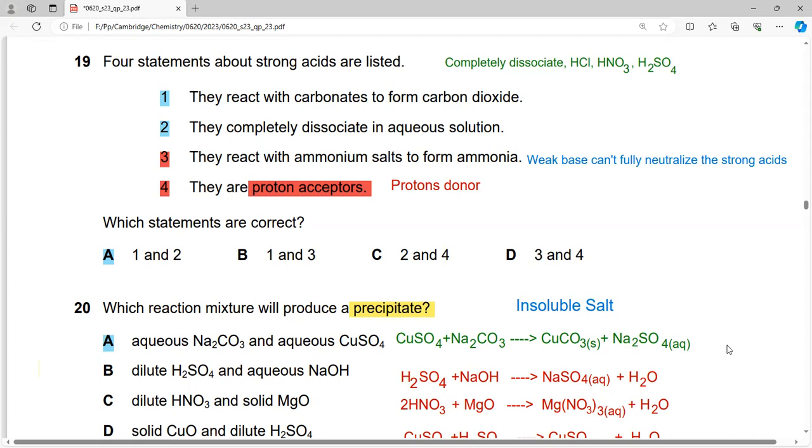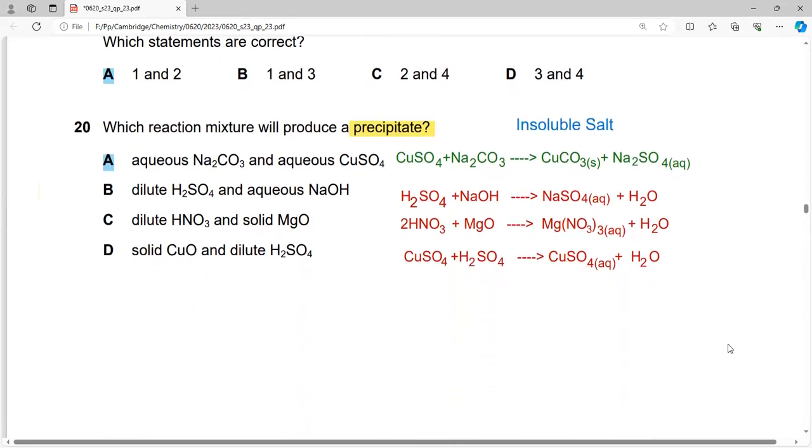Number three, they react with ammonium salt to form ammonium. Now, the ammonium salt is considered a weak base and cannot fully neutralize the strong acid. So when a strong acid reacts with the ammonium salt, the product will be the same, so we consider that they do not react with the ammonium salt. Number four, they are proton acceptors, is a wrong statement. Actually, they are proton donors. So statements number one and two are correct here, and A is our correct option.